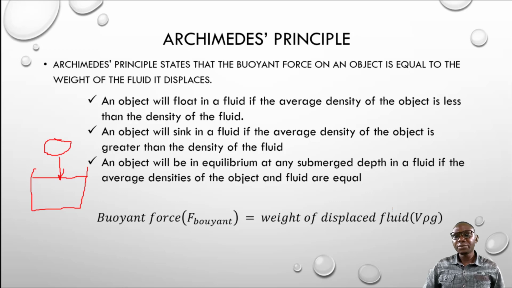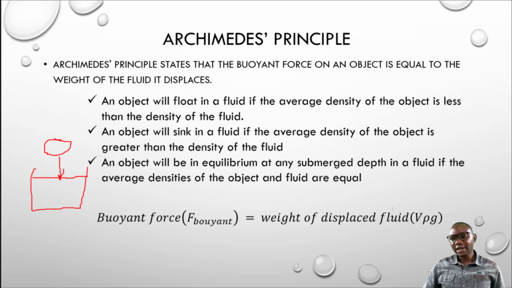Now, according to Archimedes' principle, when an object is immersed in a fluid, it experiences an upward buoyant force which is equal to the weight of the fluid it displaced. This principle allows us to calculate the buoyancy of any floating object in a fluid. It is this principle that ships use to operate on the sea.